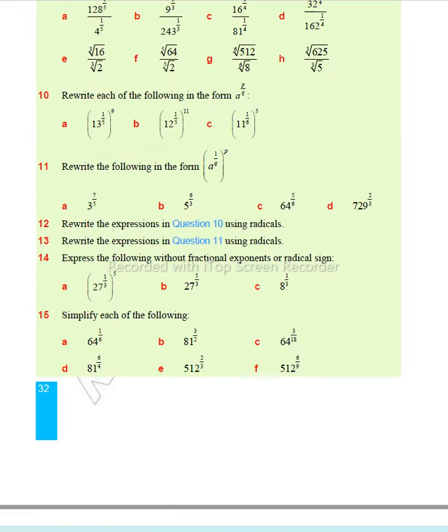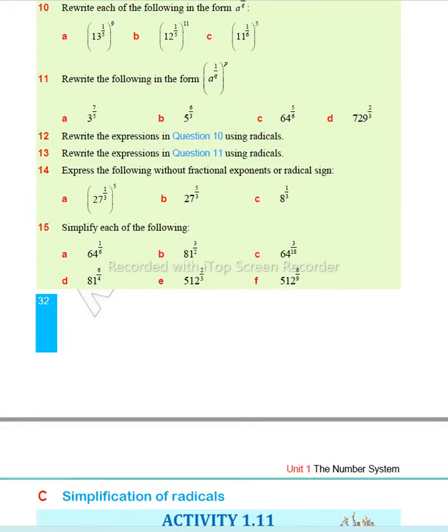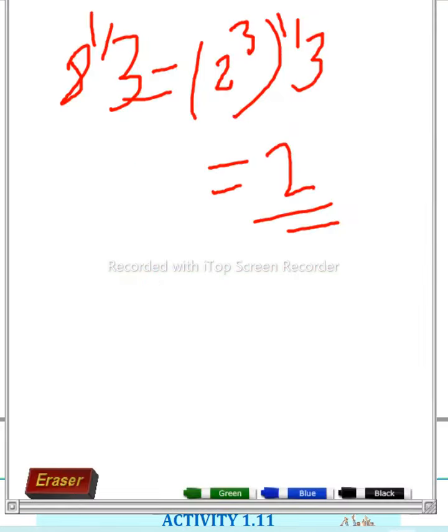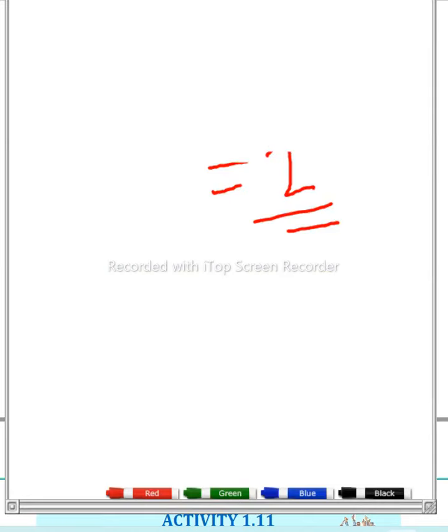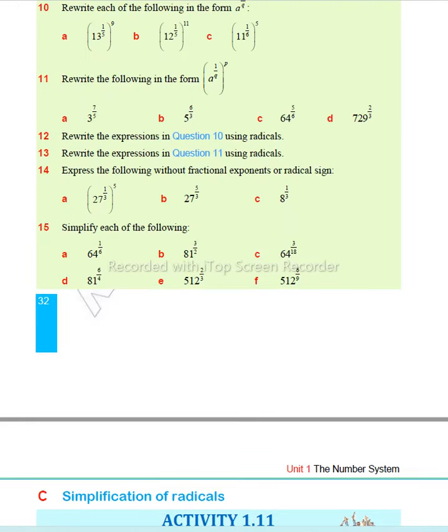So this is all about question number 40, and we try to do question number 15. Question number 15 says simplify each of the following. Let us simplify all this. We select only three questions, A, C, and E.